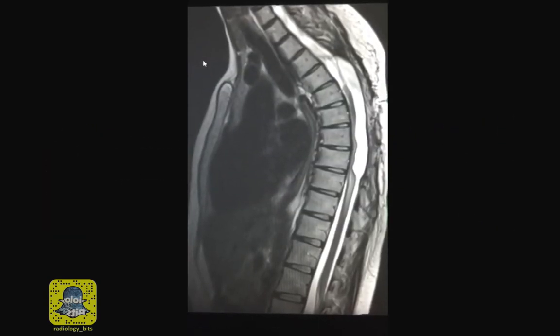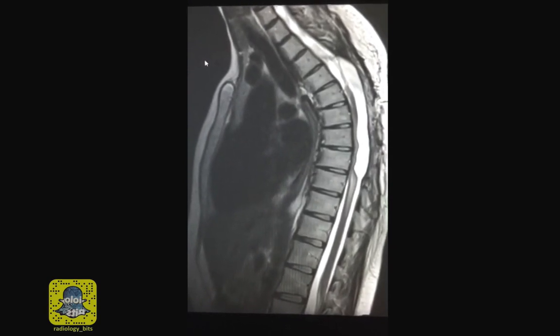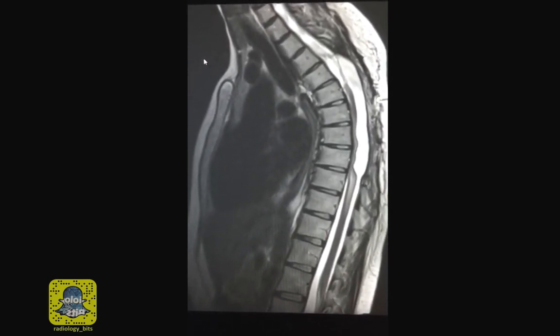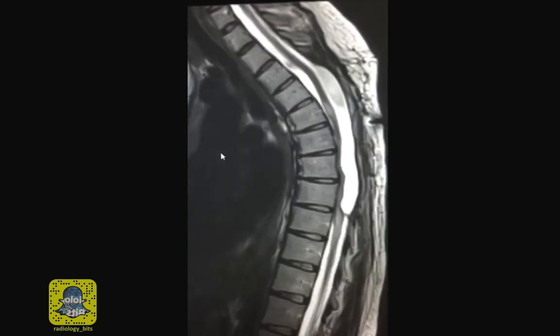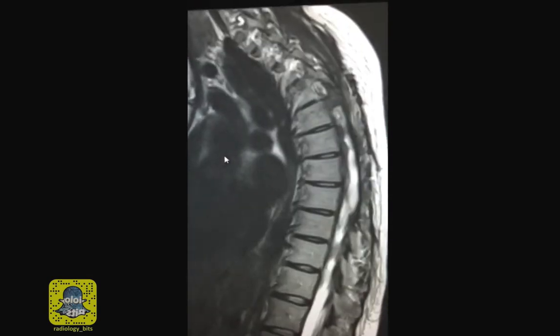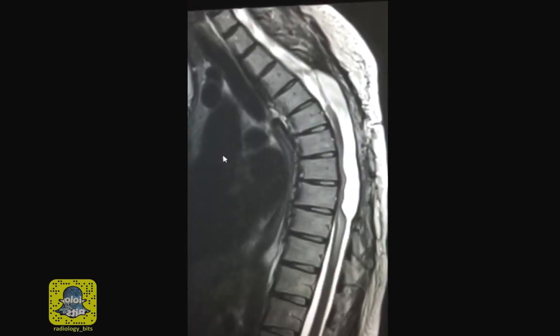This is a sagittal T2 weighted MRI image of the thoracic spine in a 28-year-old female patient. This would be a very interesting case for radiology residents. It's also a good case to revise some simple anatomy of the spine.